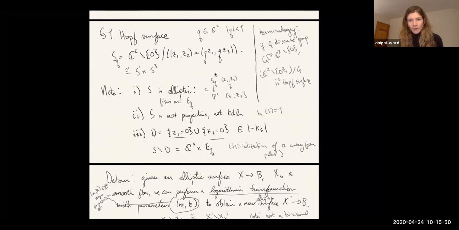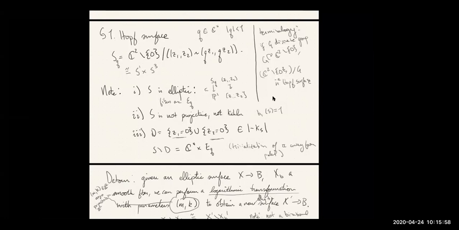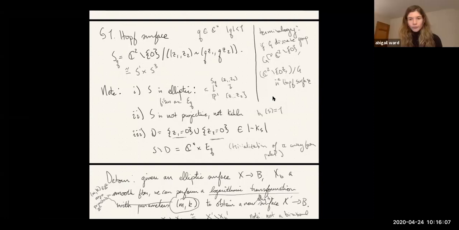Okay, and then Zach, do you want to read your question out loud, or I can read it? Sure, I can read it. Is there a nice relation between what you're doing for the Hopf surface and the FLTZ mirror to C squared minus the origin? That's a really good question. I don't know, because I don't know the FLTZ mirror to C squared minus the origin.